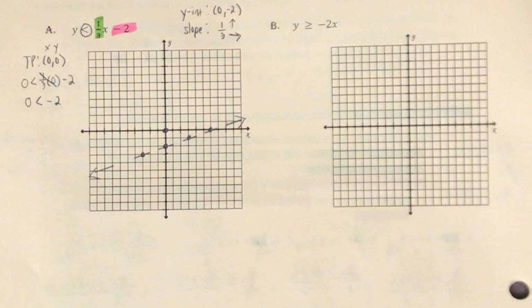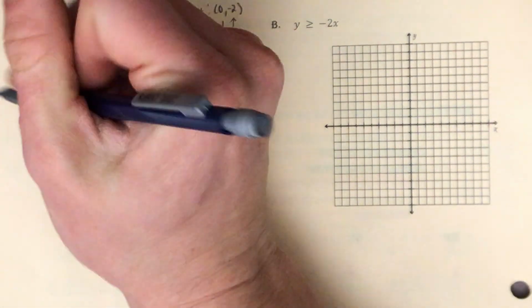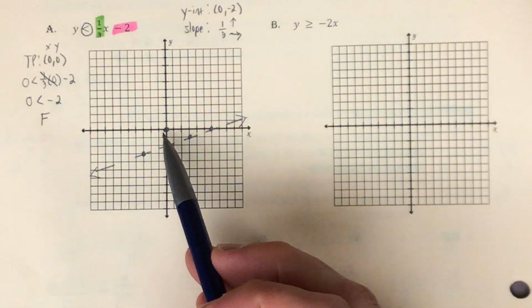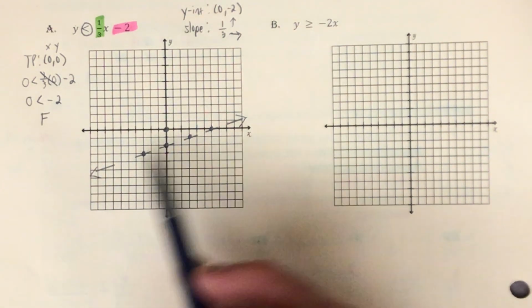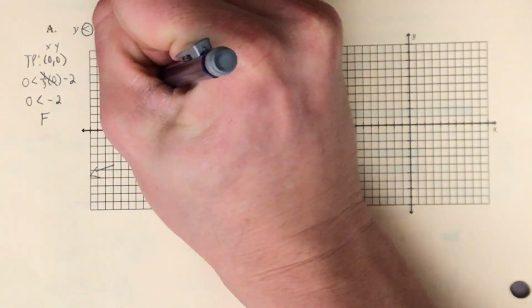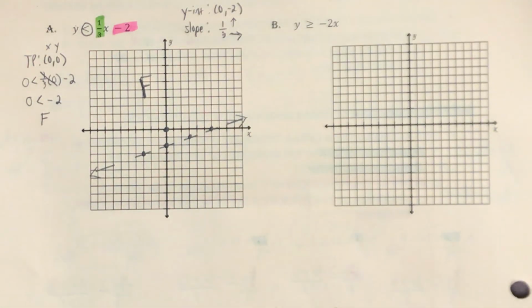So 0 is less than negative 2 is what we ended up with on our simplified inequality. Now what we need to decide is, is that true? Is 0 less than negative 2? Well, no, 0 is not less than negative 2, which is false, which means everything on the side of the graph, or the side of the line, where the test point lies is going to be false. So everything on that side is false.